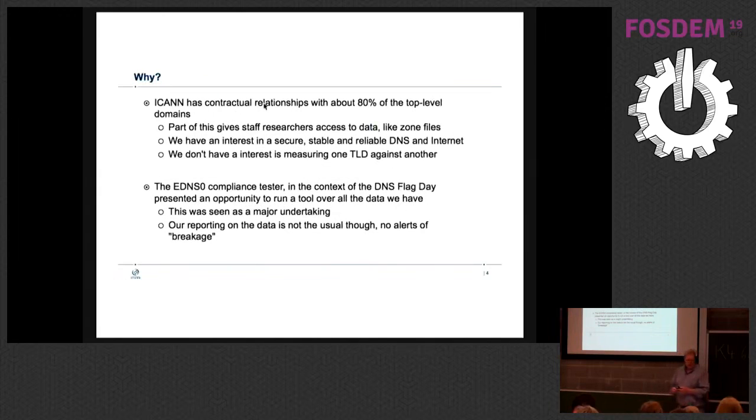Why did we go ahead and do this? ICANN has a contractual relationship with about 80% of the TLDs. That means of the 1,500 or so TLDs out there, 1,200 of them, I have access to their zone files as a result of that. That doesn't mean I have 80% of all of the internet usage of the DNS. It's just 80% of the TLDs because, of course, some ccTLDs, which I don't have any of, are very big, and a lot of gTLDs are very small. So I don't want to promise I have everything out there, but I have a lot of TLDs.